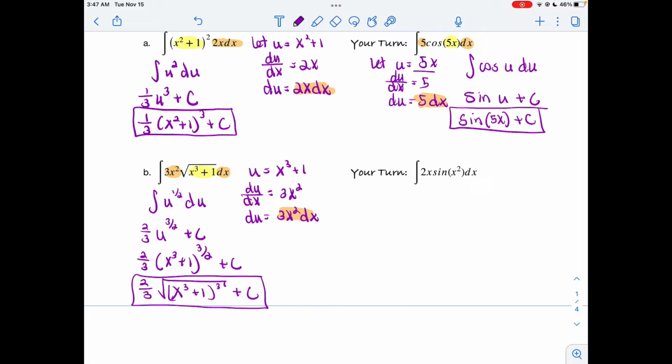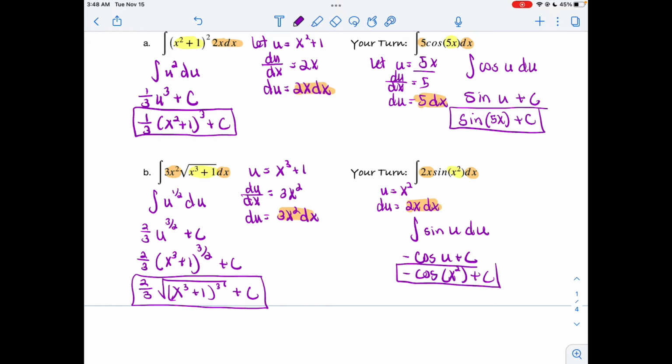First thing I notice is I have an inside function. So I'm going to start by letting u equal my inside function of x squared. So the derivative of u is equal to 2x dx. Notice I did my 2 steps in one on that derivative. If you want to go straight to the differential like I did here, you feel free to do that. And so we noticed that we can replace 2x dx in our original problem with du, and we can replace x squared with u. So I have the integral of sine of u du, which is negative cosine of u plus c, which is negative cosine of x squared plus c as my answer.